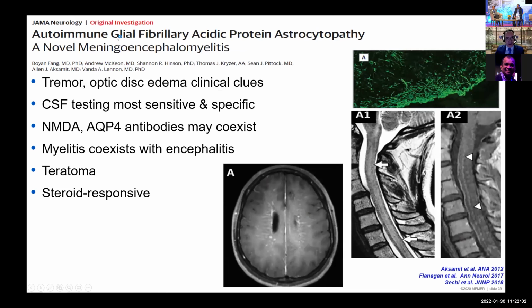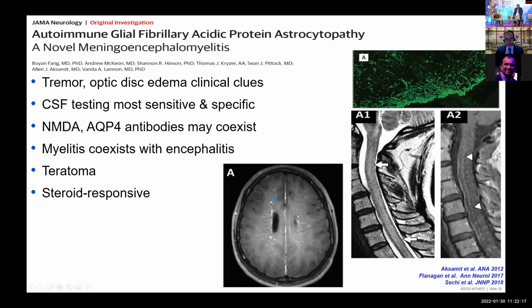Another antibody that we've recently recognized can be associated with spinal cord involvement is antibodies to GFAP, glial fibrillary acidic protein, which many neurologists will be aware of. And this was discovered by Dr. Lennon here at the Mayo Clinic.